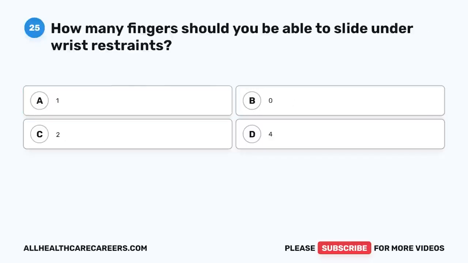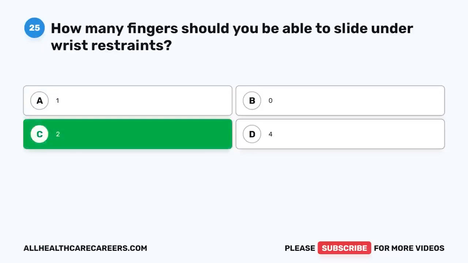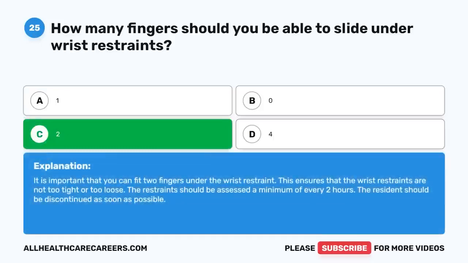Question 25. How many fingers should you be able to slide under wrist restraints? A. 1. B. 0. C. 2. D. 4. The correct answer is C. 2. It is important that you can fit 2 fingers under the wrist restraint.